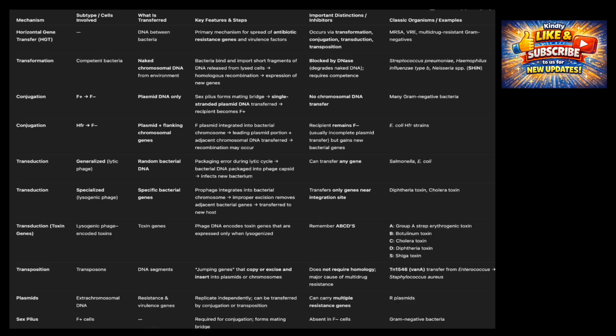Many important toxins are encoded by phages, including diphtheria toxin, cholera toxin, Shiga toxin, botulinum toxin, and erythrogenic toxin. If toxin production appears only when a phage is present, the mechanism is specialized transduction, also called lysogenic conversion. Transposition refers to the movement of transposons, which are DNA segments that can move between DNA locations. Transposons are often called jumping genes.